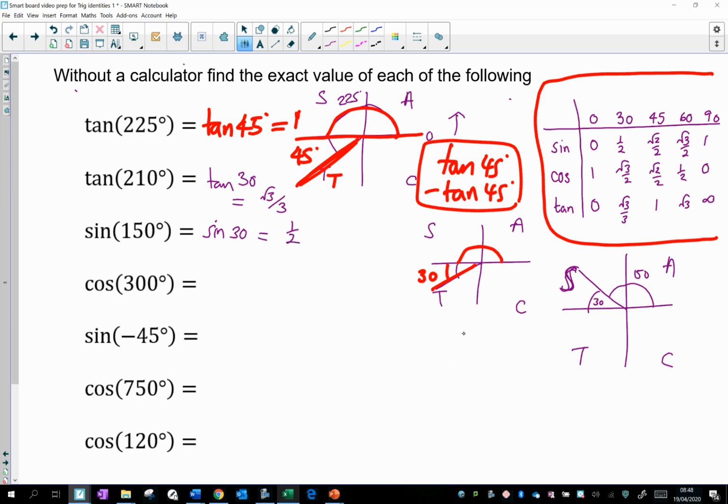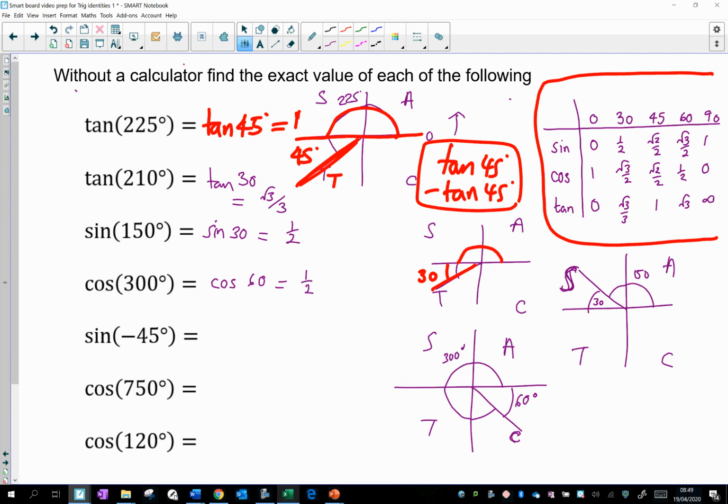Right, cos of 300 degrees. Let's find 300. A, S, T, C. 90, 180, 270, so 300 is in this quadrant here. If that's 300 degrees, the angle made with the x-axis, always, is going to be 60 degrees. So for cos 300, we're in the C section where cosines are positive, so cos 300 is just cos 60, and cos 60 from the table is just a half. So that one's a half.